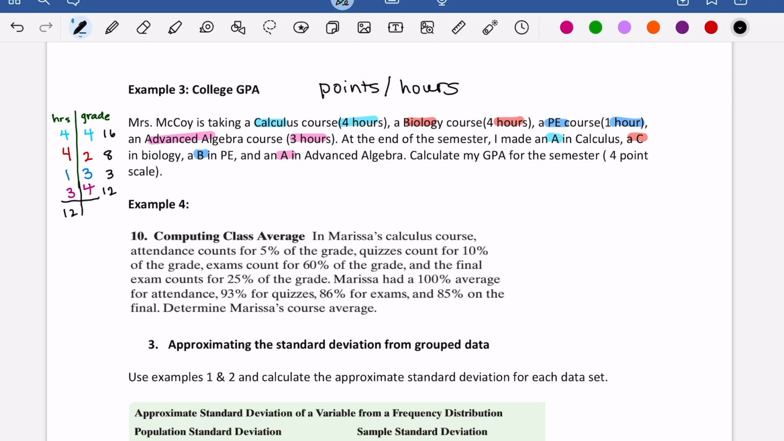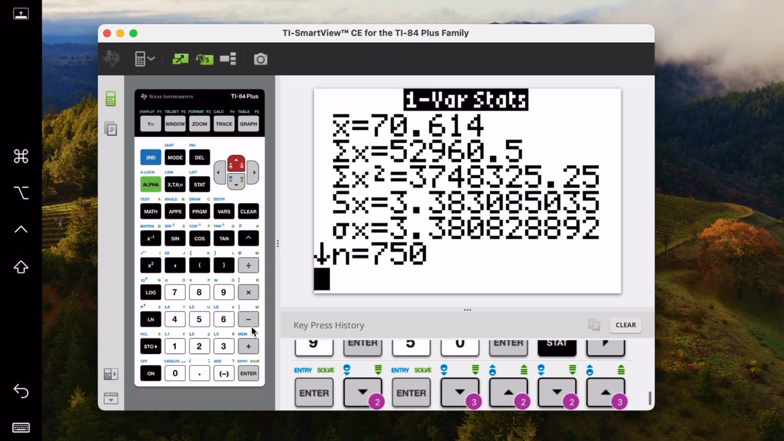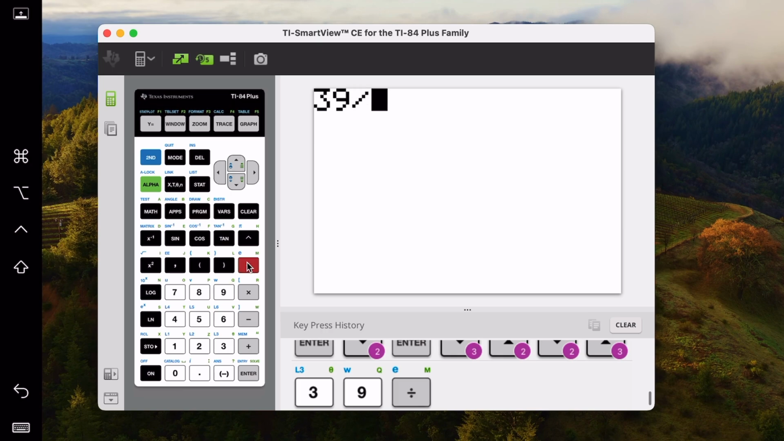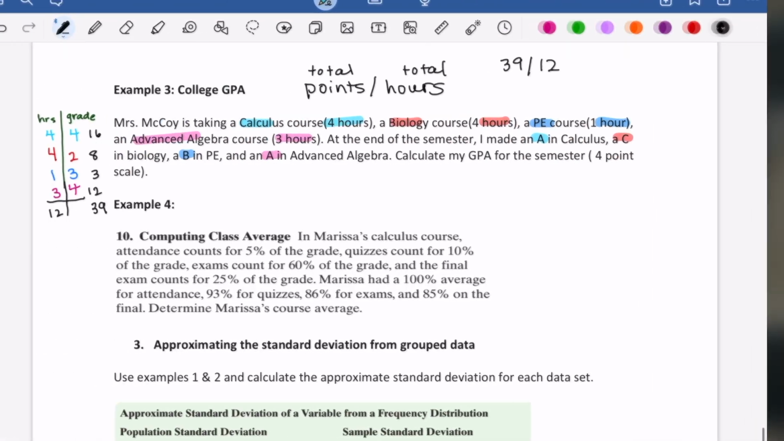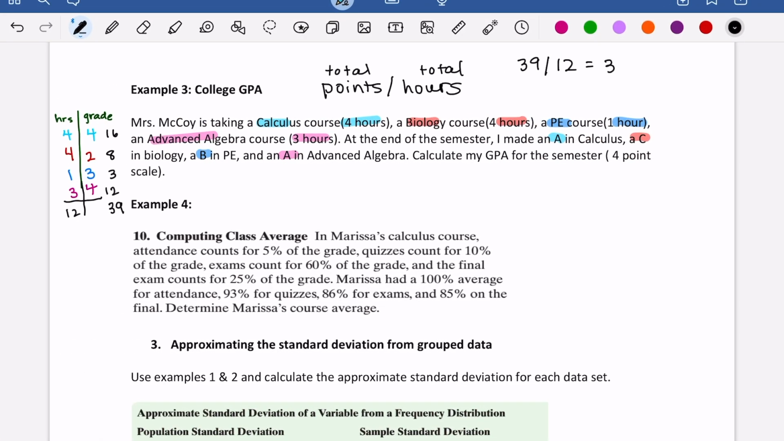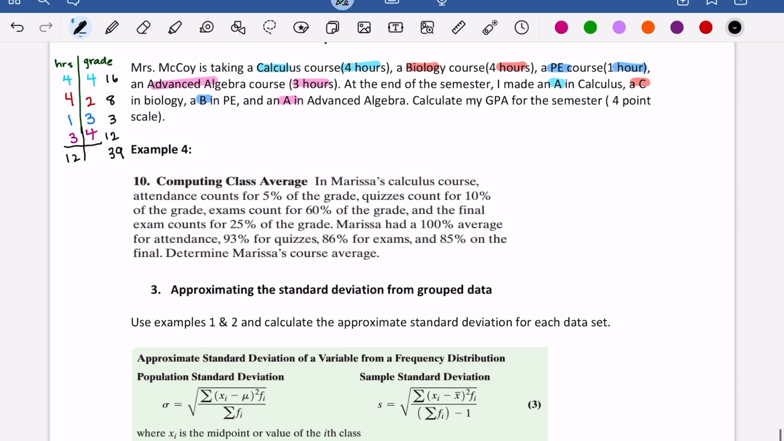So I have to figure out the total number of hours and the total number of points per class. So 16 and 8 is 24, 36, 39. So I got 39 points out of a total of whatever I could have gotten. And then I took 12 hours. So we have 39 divided by 12. And my GPA for that semester was 3.25. Okay? And that is how you're going to calculate a weighted GPA.